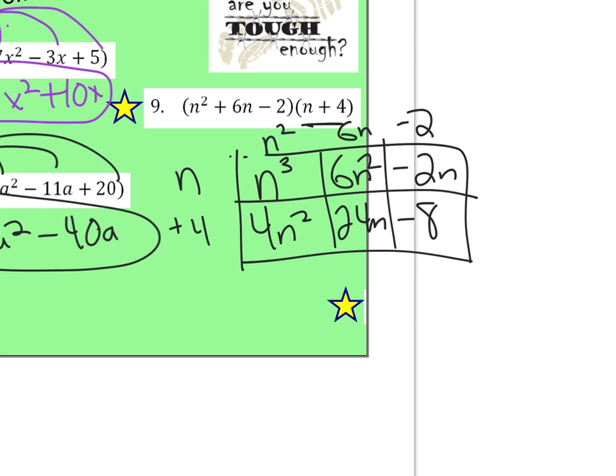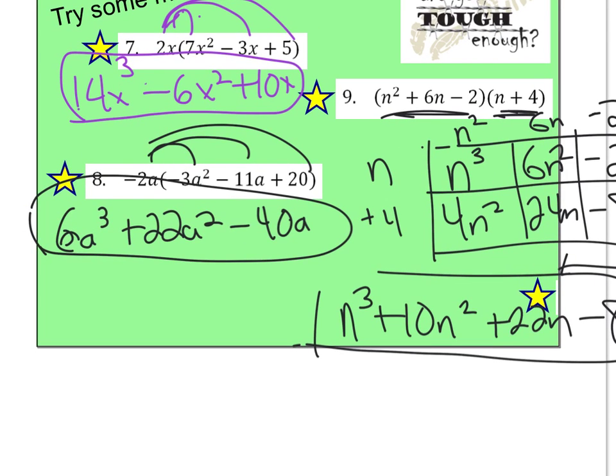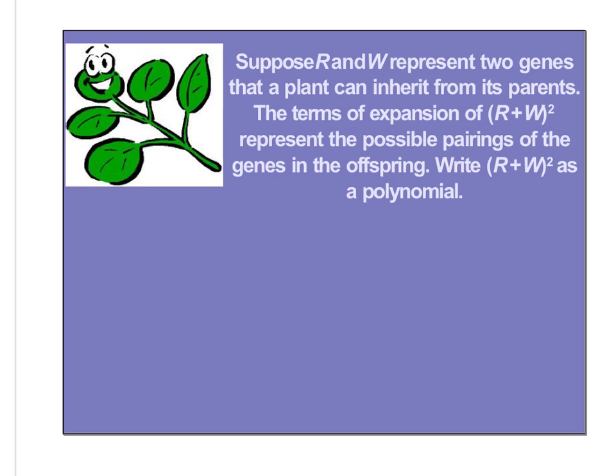So then put this together. This is going to be n to the third plus 10n squared plus 22n minus 8. There's my answer. I know that there's another problem here. I think you guys can do that on your own. So remember this, if you guys get into trouble. Remember, 2 terms, 3 terms, not a bad way to do it. The ones over here, this is one term times a whole other thing.